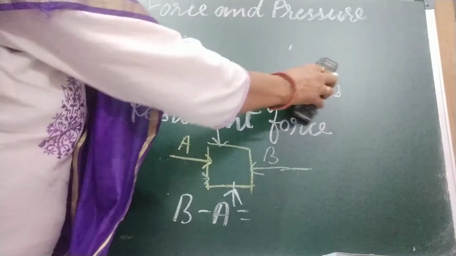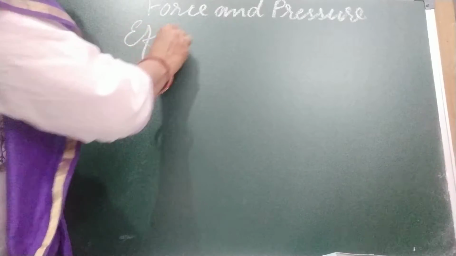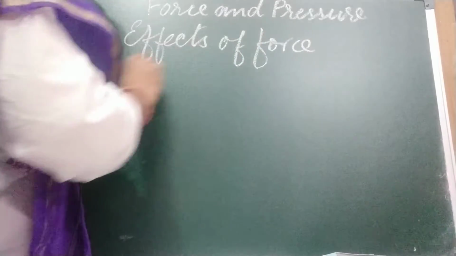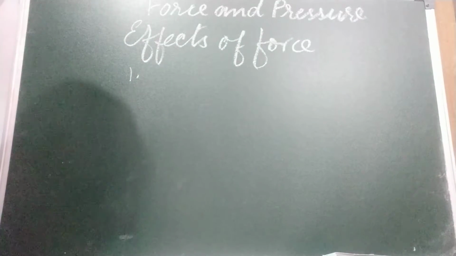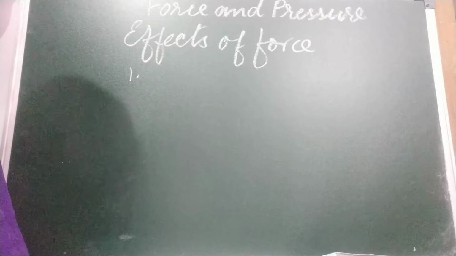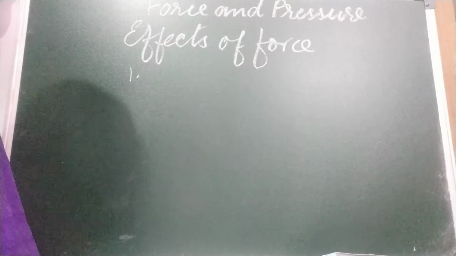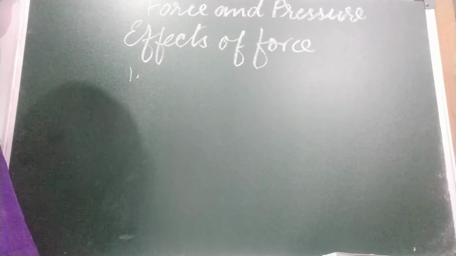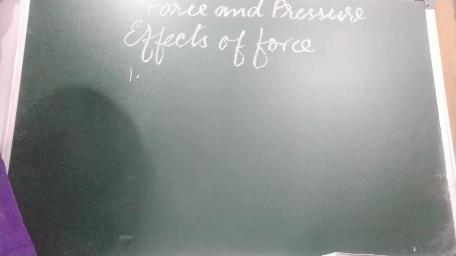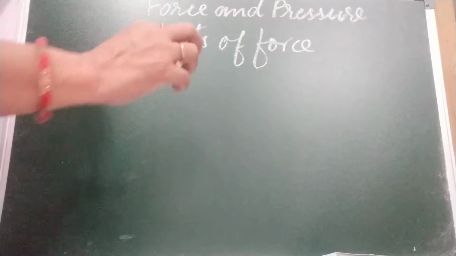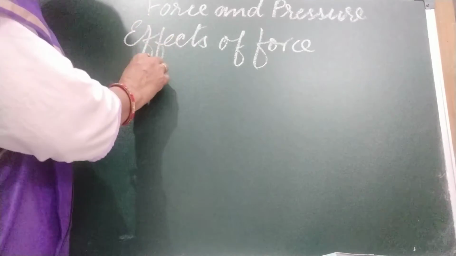Now children, we are going to discuss effects of forces. Effects of force. First effect is force can make a stationary object move or can change its position of rest. Okay, when we kick a stationary football, we make it move. When we pick up a glass of water, we change its position of rest. So first is what force can make a stationary object?